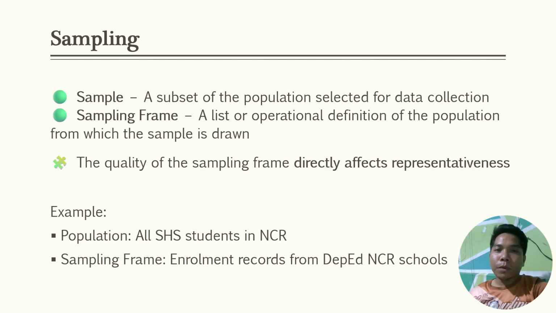So sampling, we already discussed this in the key terms in sampling. That's the sampling frame. For example, the population is all senior high school students in NCR, while your sampling frame is the list from which you can get all senior high school students in NCR. This could be from enrollment records or from DepEd NCR itself.